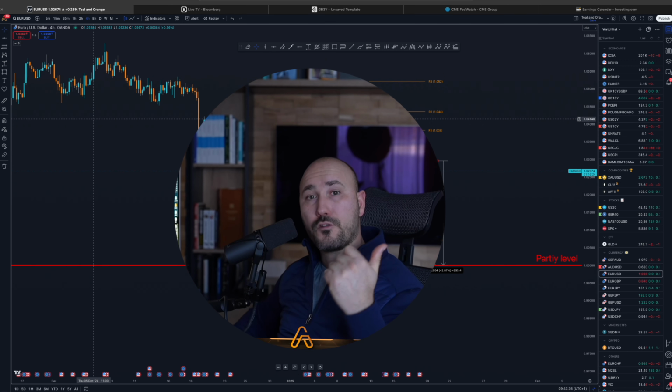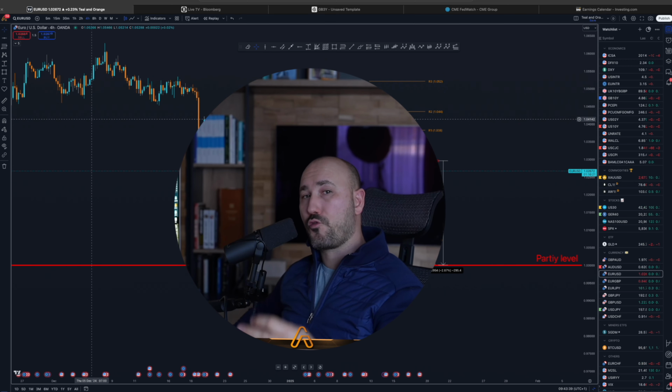Now, going back to the chart, I'm expecting the dollar to continue to further strengthen against the euro. One of the reasons is the Trump policies. Now, Trump is very pro-dollar, so he wants to make sure that the dollar remains the global reserve currency.